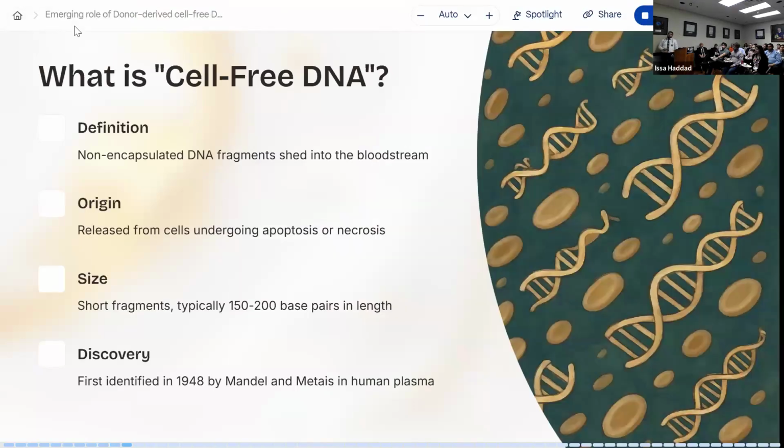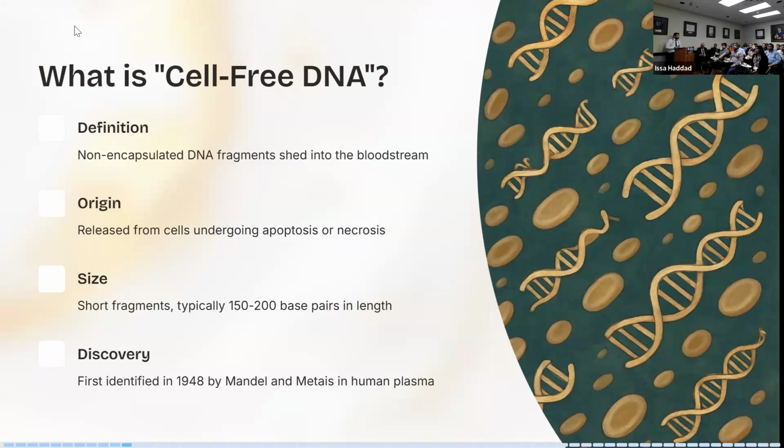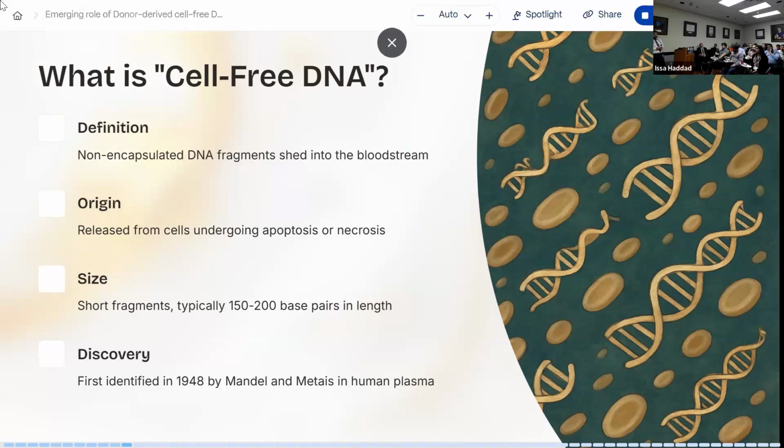What is cell-free DNA? They define it as non-encapsulated DNA fragments that are shed into the bloodstream. It is actually released from any cell that is undergoing apoptosis or necrosis. When they looked at the sizes, it's typically around 150 to 200 base pairs in length. And it was first identified in 1948 by two scientists, Mandel and Mathias, in human plasma.